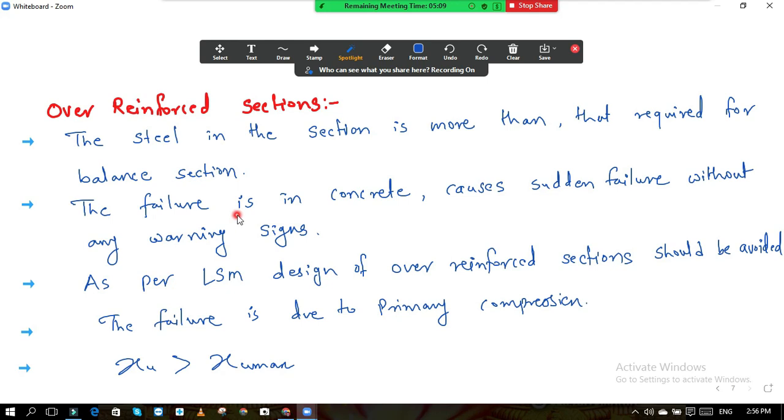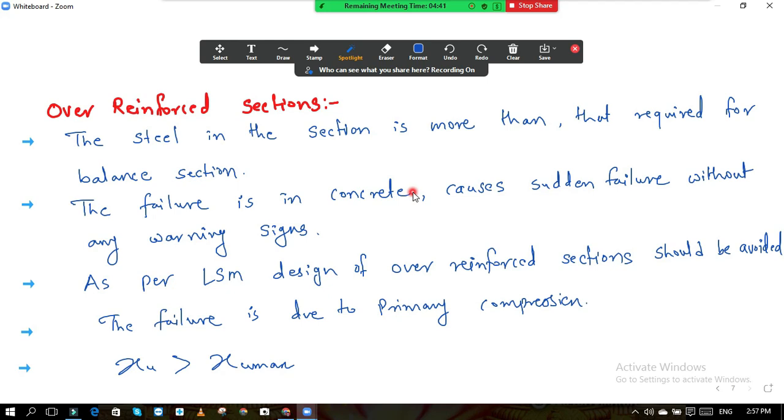But here in over reinforced sections concrete fails. Okay, steel will not fail, concrete fails. But if the concrete fails, concrete is a brittle material, so it suddenly fails and it will not give any warning signs. Okay, as per limit state method we should avoid over reinforced sections because it suddenly fails. Okay, and here XU is greater than XU max.